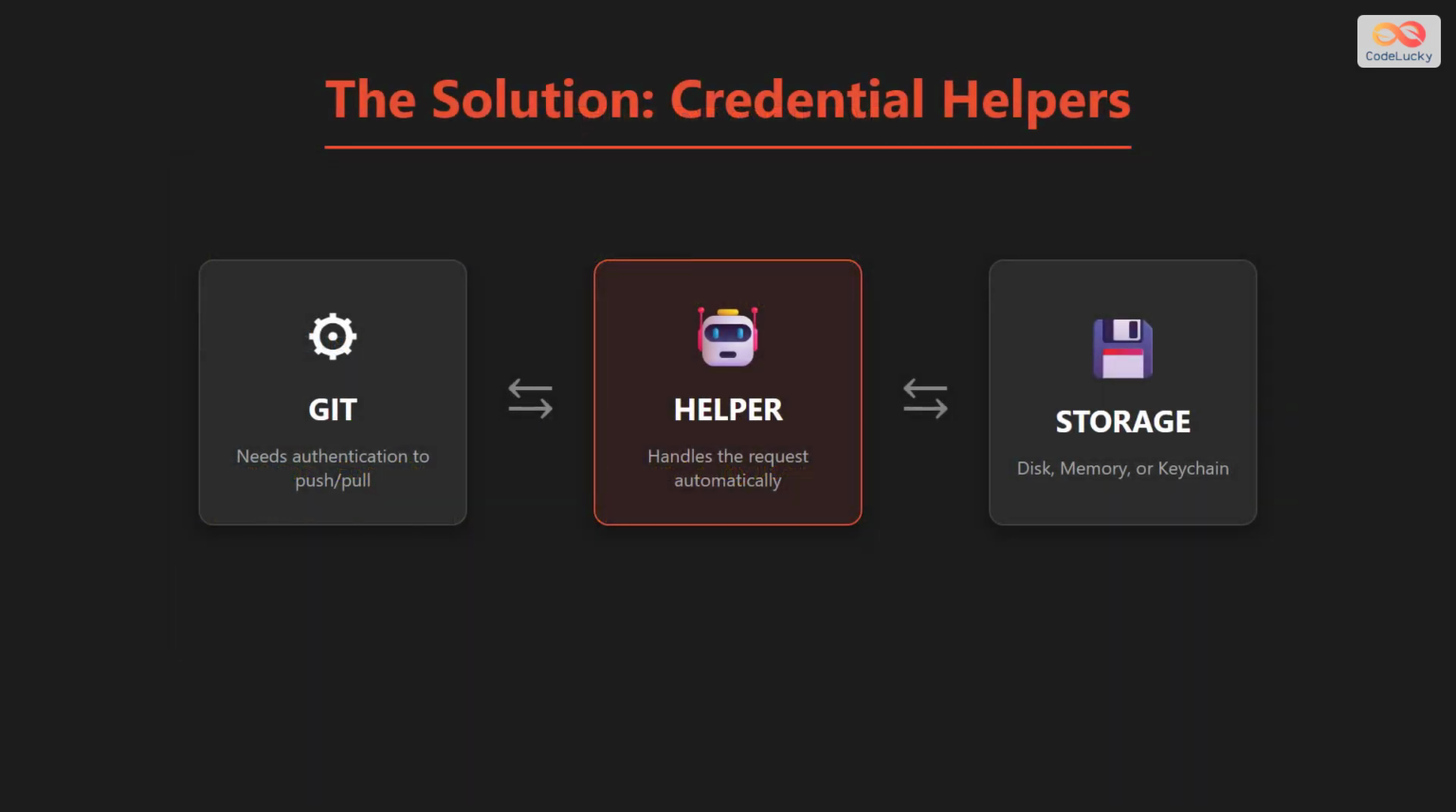The solution lies in Git Credential Helpers. Think of a helper as a smart assistant that sits between Git and your storage system. When Git needs a password, it asks the helper. The helper checks if it already has the password saved. If it does, it provides it silently. If not, it asks you once and then saves it for next time.